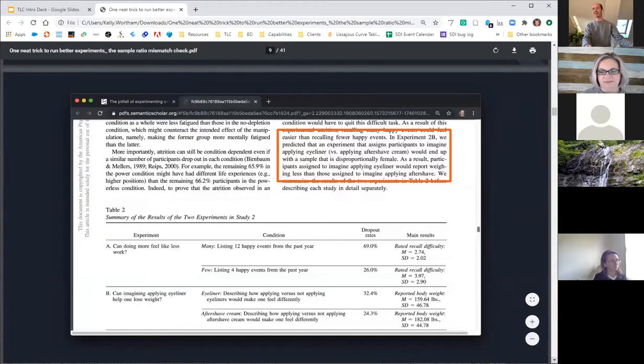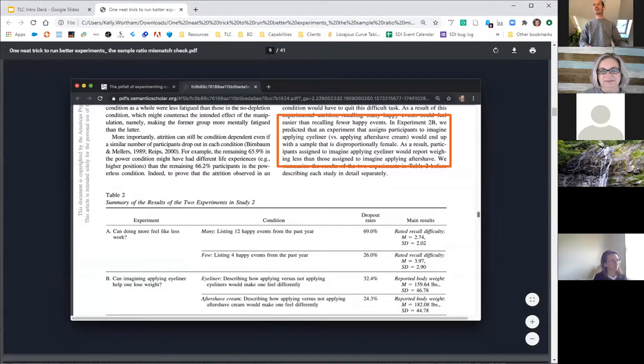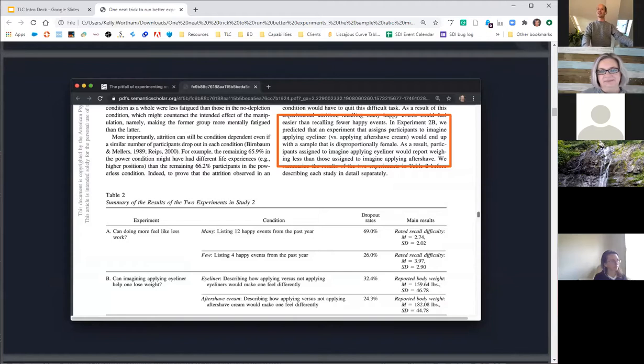So I've actually highlighted this part where they say, in experiment 2B, we predicted that an experiment that assigns participants to imagine applying eyeliner would end up with a sample that is disproportionately female. Now, what's going on here is that this is a survey where people fill out a bunch of questions, and at the end of the survey, they get a reward. But the reward is relatively small, right? They get only a small monetary value. They get a bunch of cents for answering the survey.